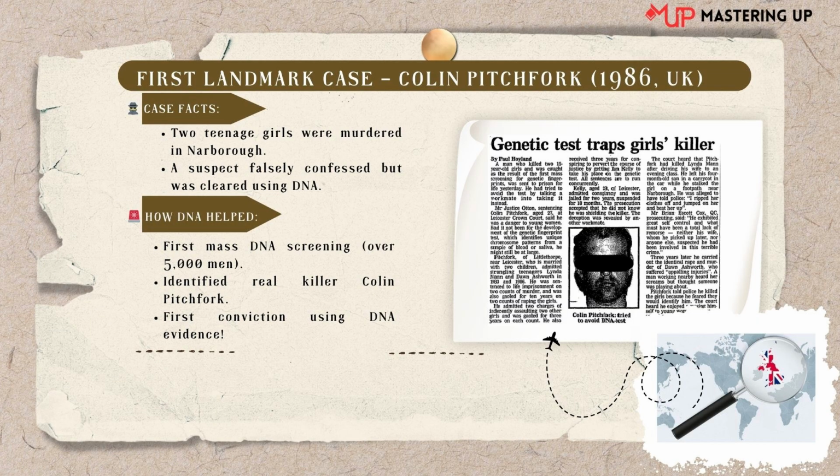The first landmark case, the Colin Pitchfork Case, 1986, UK. In a quiet town in England, two teenage girls were tragically murdered. The police arrested a suspect who later confessed, but something didn't add up. DNA testing was used to compare his genetic profile with the crime scene evidence, and surprisingly, it didn't match. He was innocent. So, how did DNA help?